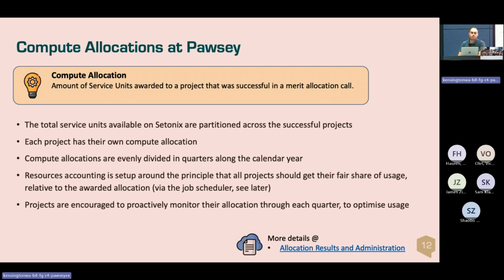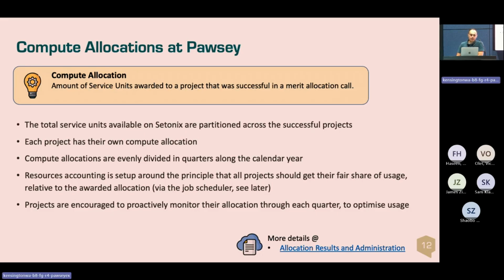Each project that was awarded a service unit amount, or an allocation, has this allocation partitioned across the 4 quarters of the entirety of the project. That prevents people thinking, oh, I will consume all the service units in the last quarter of the year. We actually want the supercomputer to be used throughout the year because we want to keep it utilized, and also we want to avoid the cases where people are not able to consume their allocation if they leave it to the last quarter.